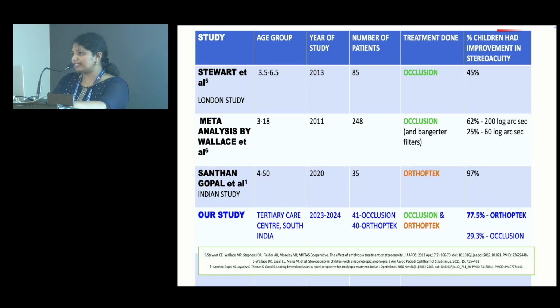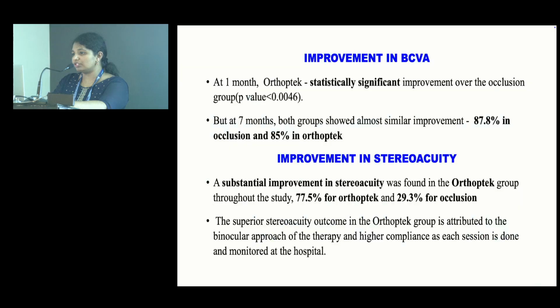Now, the percentage of children having improvement in stereo acuity was seen to be 77.5% with the orthoptic group and 29.3% with the occlusion group. So at 1 month, orthoptic groups showed a statistically significant improvement over the occlusion group, but at 7 months, both groups showed almost similar improvement, that is 87.8% in the occlusion and 85% in the orthoptic.